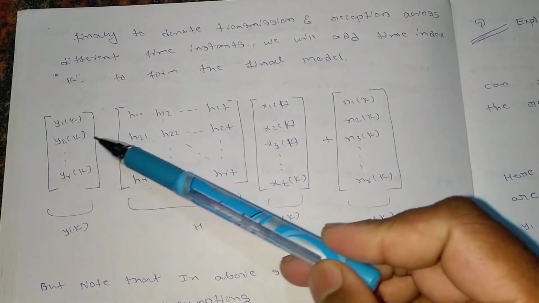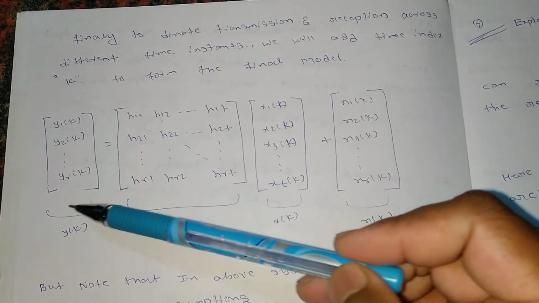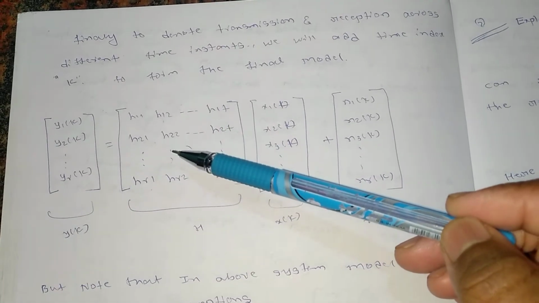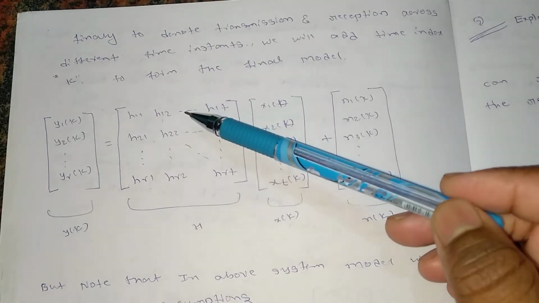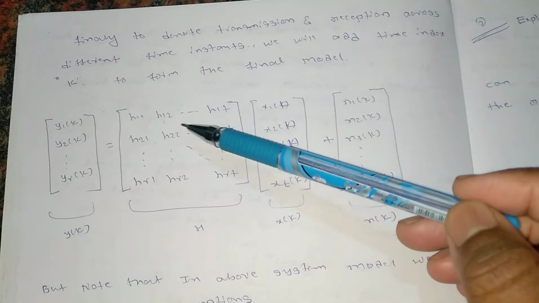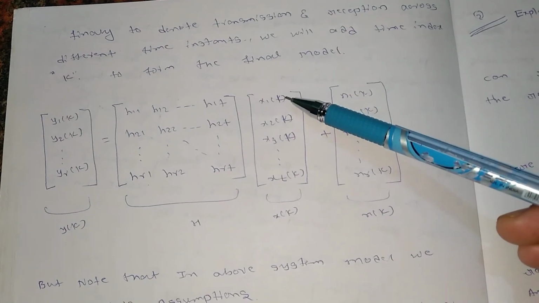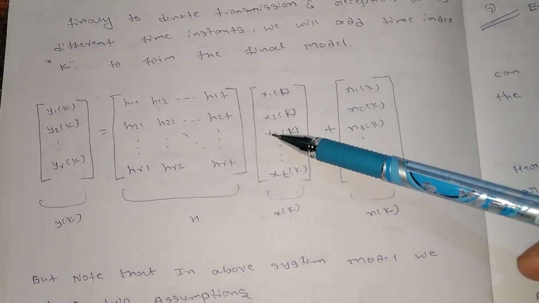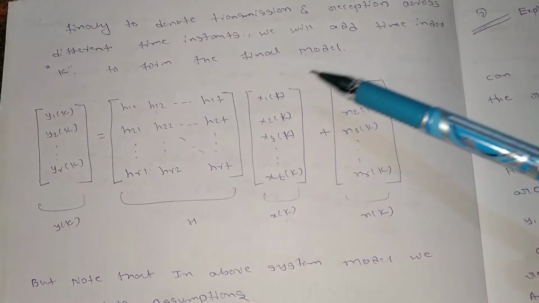So y1 of k, y2 of k, up to yr of k I will be having at the transmitter. So this is the channel coefficient. It will remain as it is, as it is a constant quantity. It will not be multiplied with any variable k. So that's why I have not included anything here. And then I will be having at the receiver x1 of k, x2 of k, and x3 of k, the same thing at the transmitter and receiver.